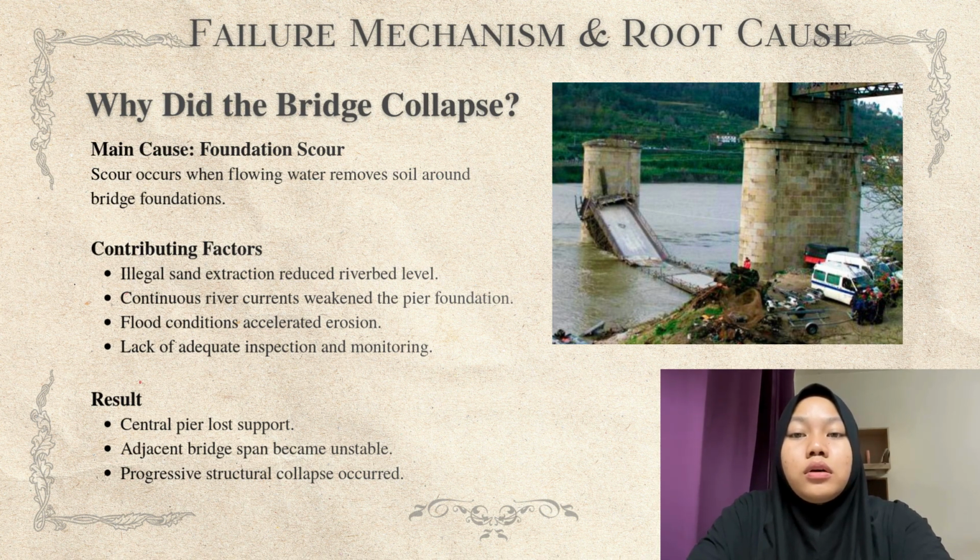As a result, one of the center masonry piers lost its foundation support and became unstable. This instability caused the adjacent bridge spans to fail, leading to progressive collapse of the structure. These incidents demonstrated how environmental factors and inadequate maintenance can significantly affect the safety and stability of bridge structures.